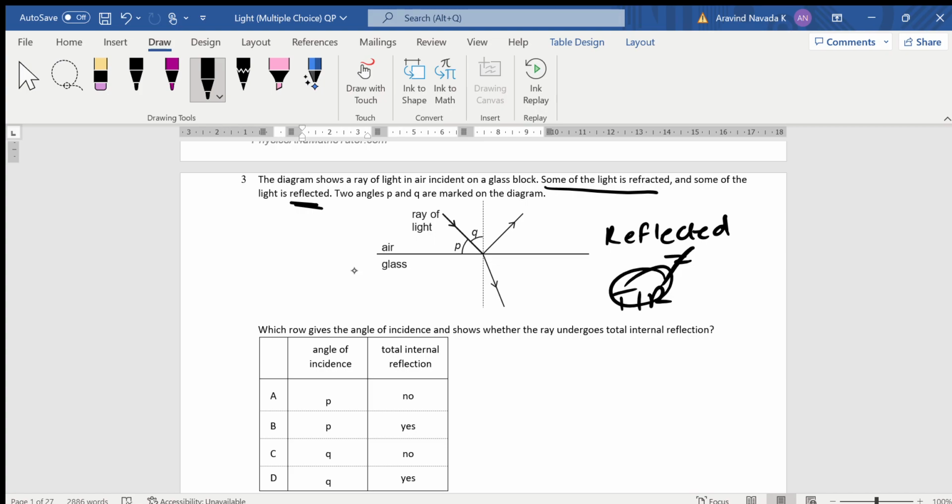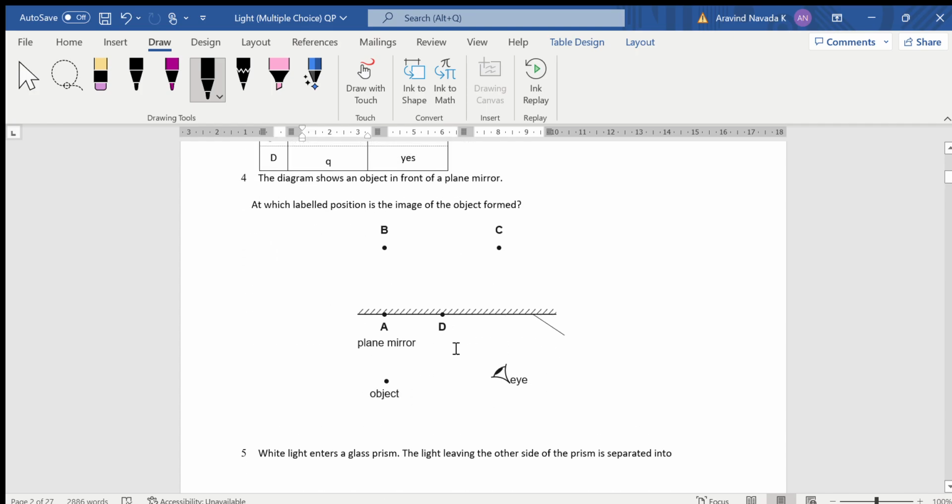So the angle of incidence is Q, because the angle of incidence is the angle that the ray of light makes with the normal. And this is what they're trying to confuse you with. So the correct option is Q. And is total internal reflection taking place? No. So the correct option is C.